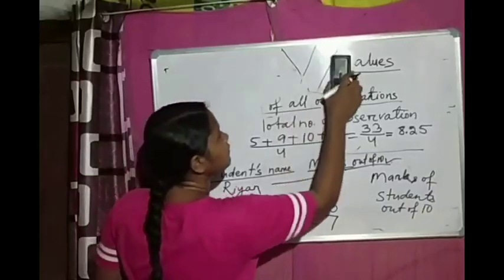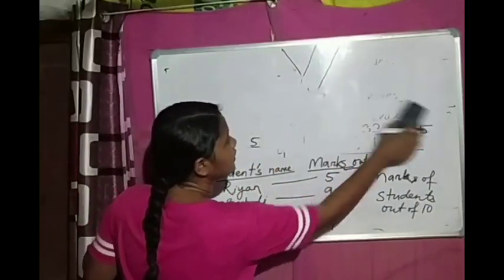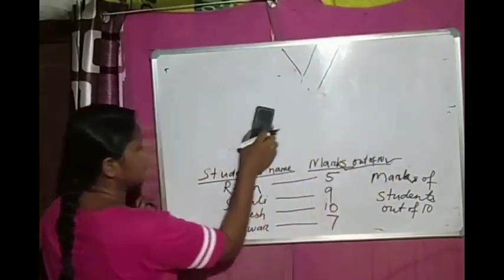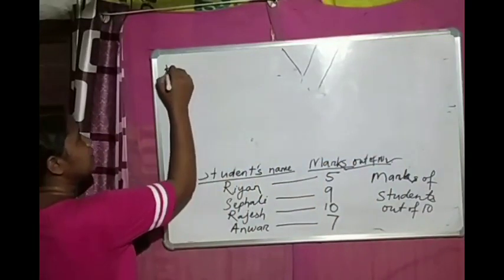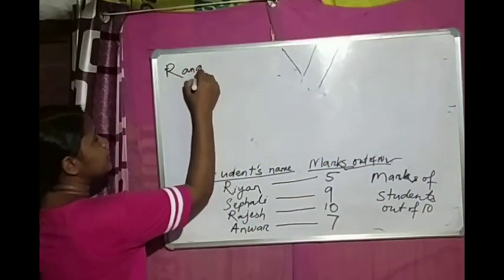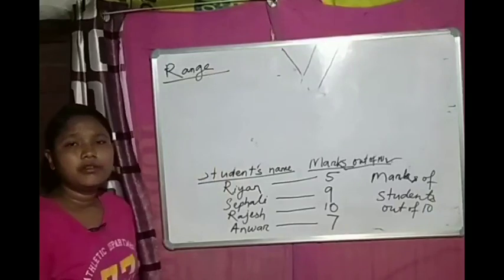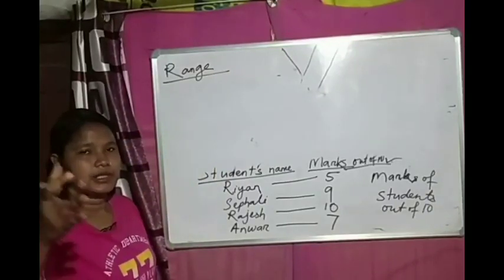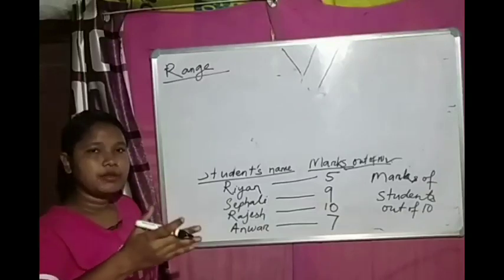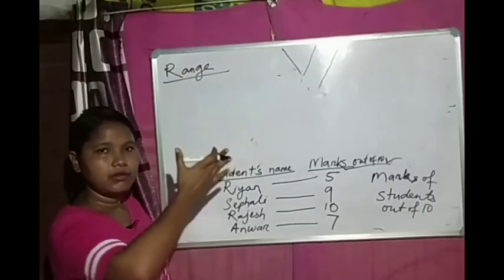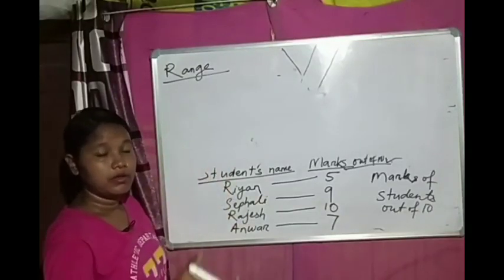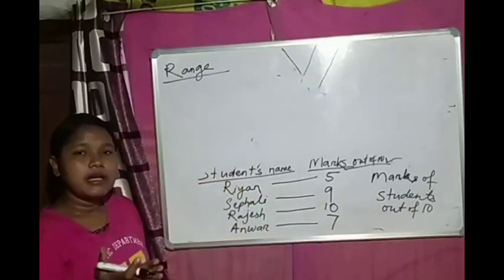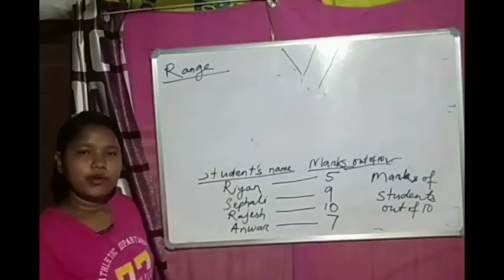Another representative value is the range. When we talk about range, it means it ranges from this much to this much. It has some highest value and some lowest value. So ranging is always done from highest to lowest value.